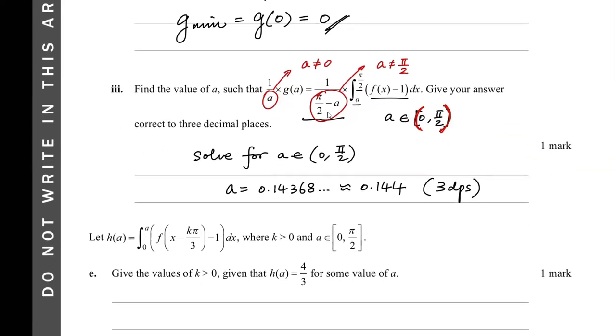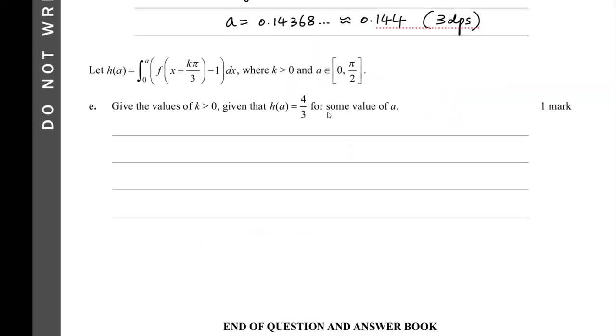Okay, finally, let h of a equal the integral from 0 to a of f of x minus k pi over 3 minus 1 dx. k is greater than 0, and a is also between 0 and half pi. Given that h of a is 4 over 3, we want to give all values of k greater than 0. Just be aware, we want the values. Maybe we are looking for some general solutions.